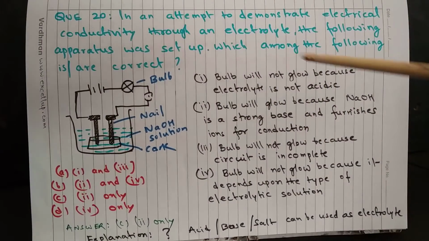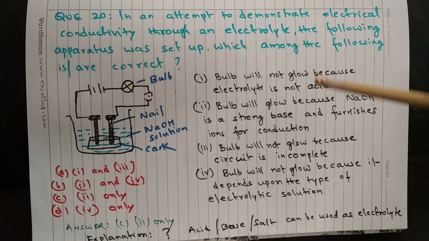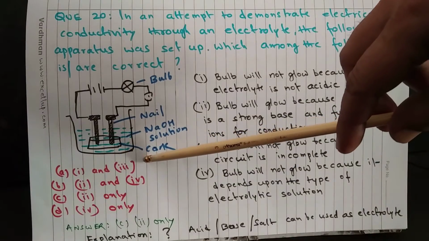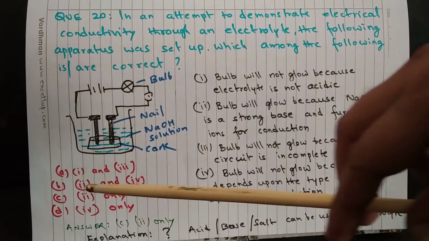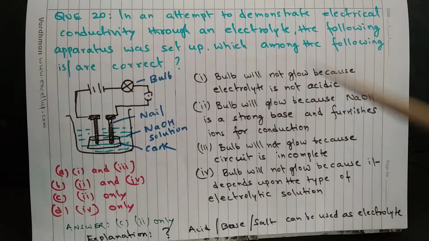Now the options are: 1. Bulb will not glow because electrolyte is not acidic. 2. Bulb will glow because NaOH is a strong base and furnishes ions for conduction. 3. Bulb will not glow because circuit is incomplete. And 4. Bulb will not glow because it depends upon the type of electrolytic solution. Options are A. 1 and 3, B. 2 and 4, C. 2 only and D. 4 only.